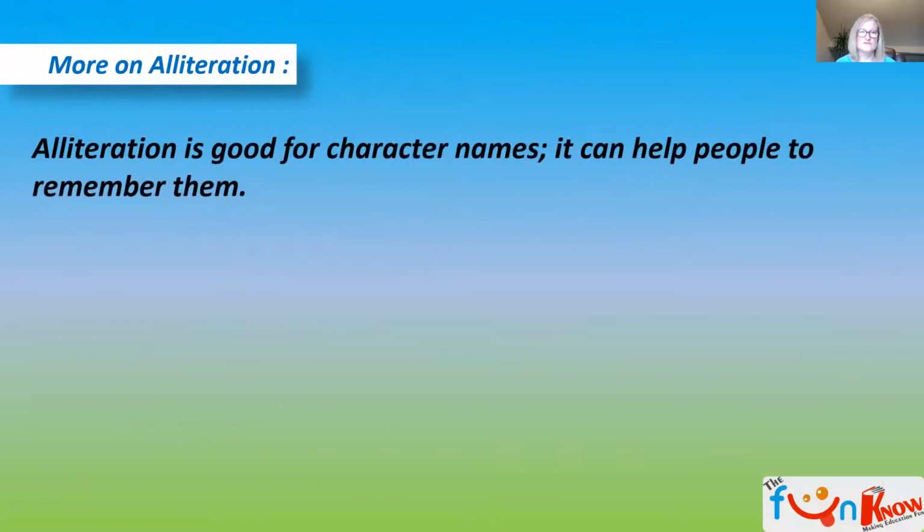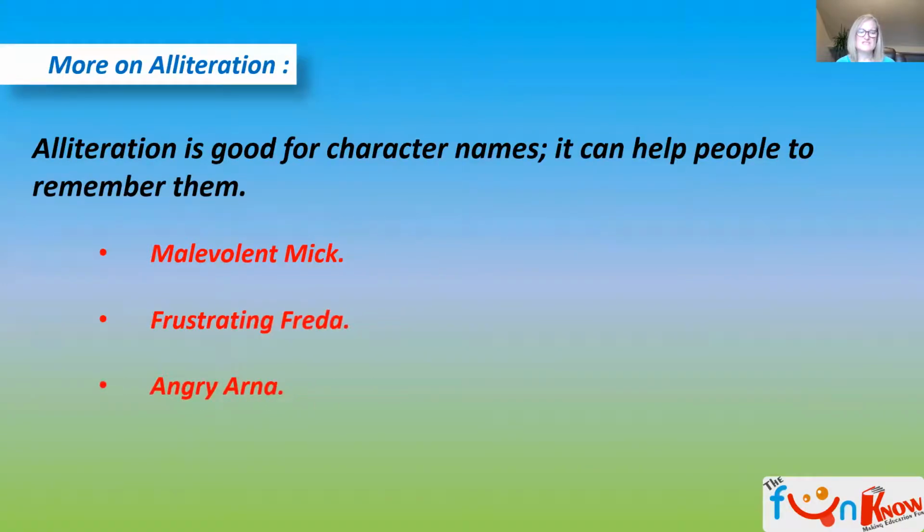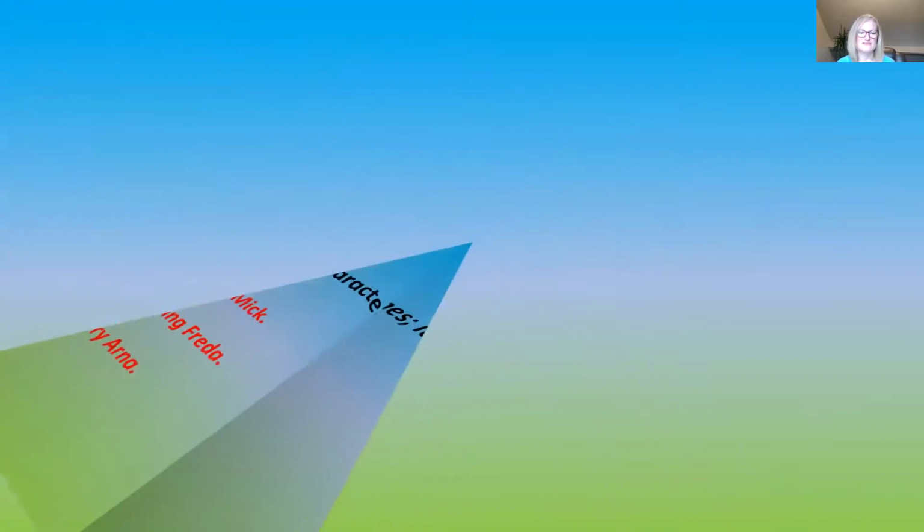Alliteration is really useful if you have to come up with character names, and they stick in your reader's mind better than if you don't use them. Malevolent Mick, frustrating Frida, and angry Anna. And if you think about Harry Potter, Moaning Myrtle, all the great authors use this technique.